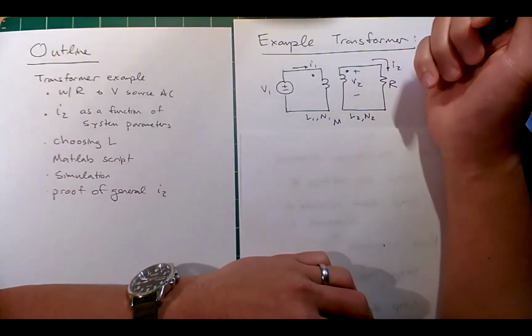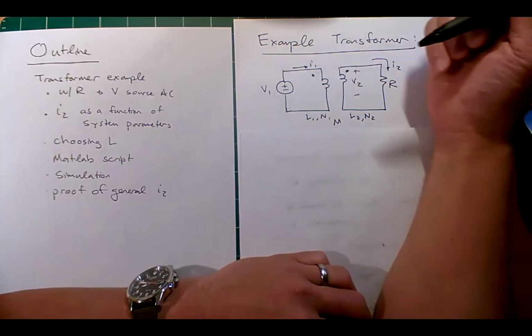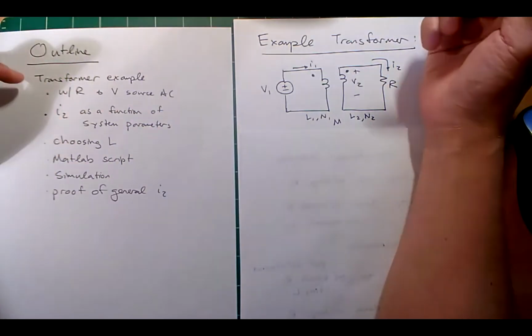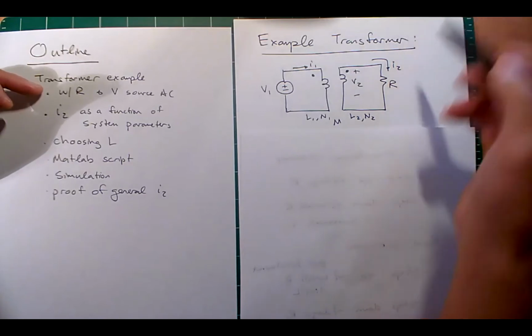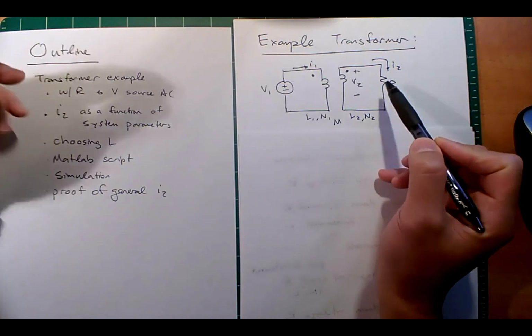Hi, this is ET250 lecture 18, a bonus lecture 18. In this lecture, what we're going to look at is an example of a transformer where we have an AC source and a resistive load. We saw this in lecture 17.